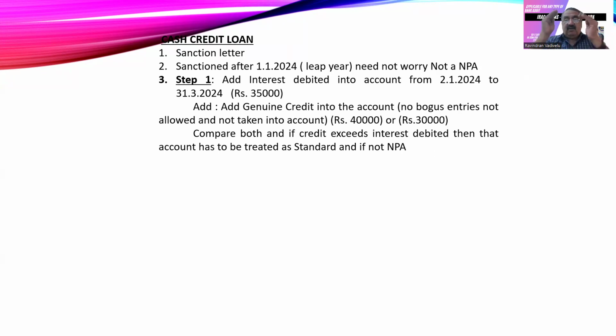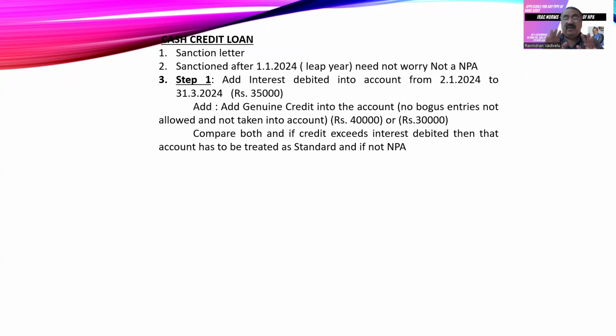And go to the credit side, add all the amount remitted into the account by the customer. It should be only a genuine credit. So other person's money should not come into the account, and there should not be any wrong transfer or wrong credit. So you have to see only the genuine credit. You have to add all the genuine credit from 2/1/24 to 31/3/24. Compare it. The amount due is 35,000. In case the party has paid 40,000, that means interest is serviced, then that account will not become NPA. And in case the interest debited is 35,000, but the party has remitted only 30,000 into the account, then that account will become NPA.